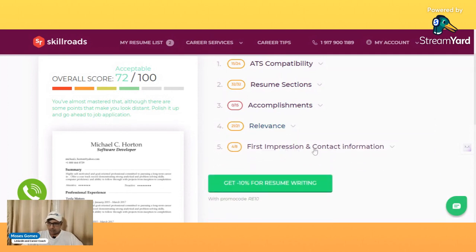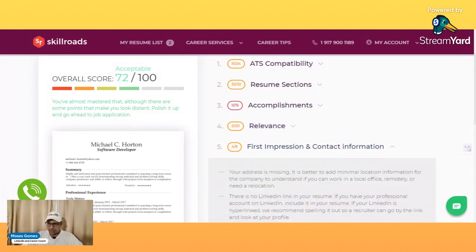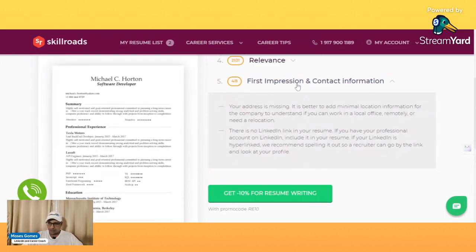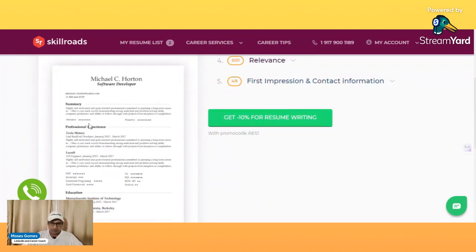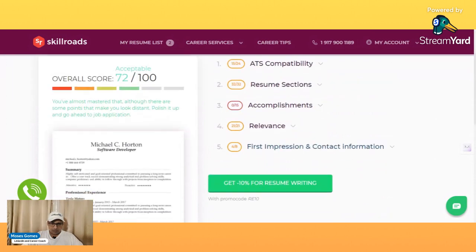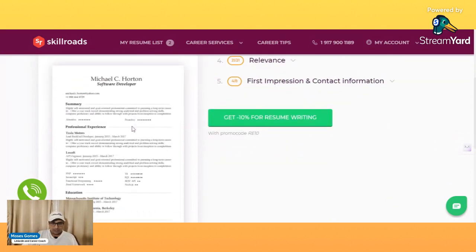The resume is a first impression. Contact info: your address is missing. It is better to add minimal location information. You can get your resume rated about 10% higher. Now the overall score is 72, which is acceptable. So you crossed 70%, which is an acceptable limit for ATS compliance.